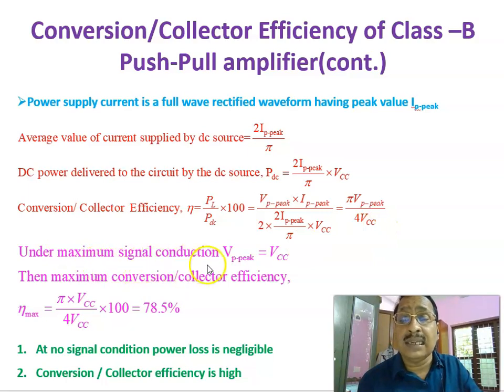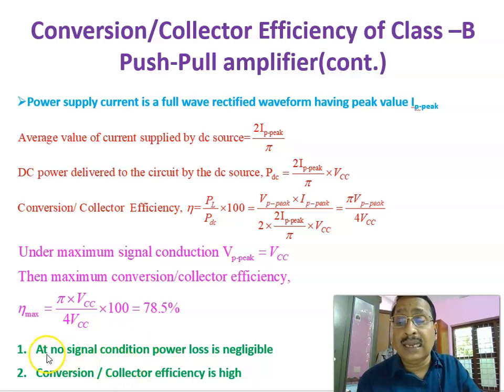Now, under maximum signal condition, VP peak can be assumed as VCC. In that case, replacing VP peak by VCC, the maximum conversion efficiency or collector efficiency is pi into VCC divided by 4 into VCC, into 100, which is 78.5%. 78.5% is the maximum conversion efficiency for a class B push-pull amplifier. That is far more than the class A push-pull amplifier.